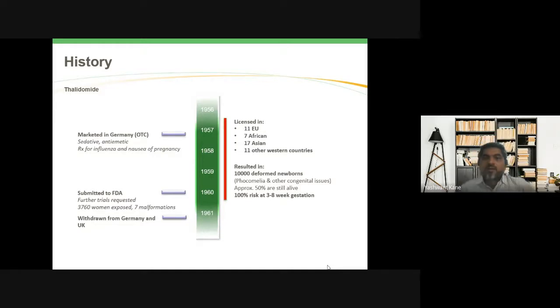You might have already heard of it, being pharmacy students. All were having phocomelia or congenital issues. Approximately 50% still live in the current world's population. It was also submitted to the FDA during 1960. The FDA requested further trials on it, but seeing the phocomelia and all the congenital issues, it was withdrawn from many of the markets, and now thalidomide is not marketed at all.